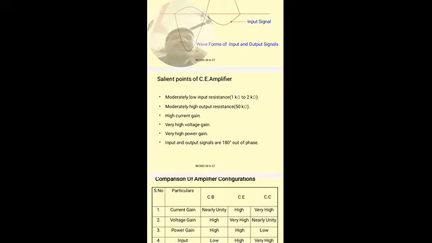Moderately high output resistance, because the output junction is reverse biased, so we have an output resistance which is almost equal to 50 kilo ohms. It is going to have high current gain and very high voltage gain. Both high current gain and voltage gain are possible, and also high power gain. Because it increases both the voltage and current signals, we have high power gain. Power gain is also possible with the CE amplifier. And also the input and output signals are 180 degrees out of phase. So we have a phase shift of 180 degrees between the input and output signals.